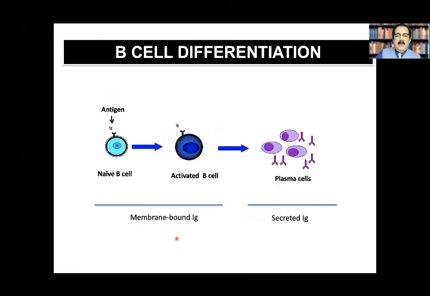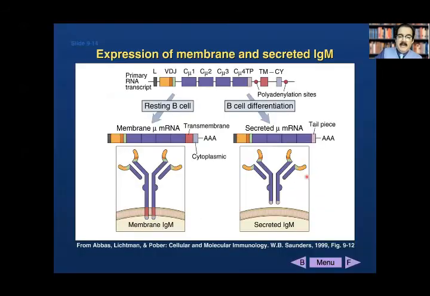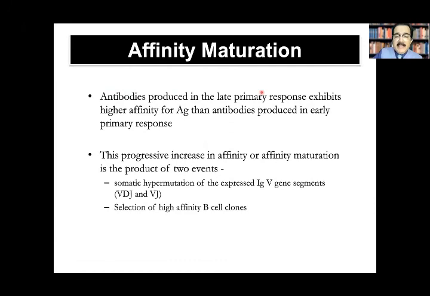All right. So, B cell differentiation. A naive B cell gets activated. You have membrane-bound immunoglobulin and it becomes a plasma cell. It secretes the immunoglobulin, and the way you go from membrane-bound to secreted is by differential splicing, and everybody knows that. I just put it here for the sake of completion. And the other thing that happens is affinity maturation. When you start out, the affinity is kind of low. With time, you make better and higher affinity antibodies, and this progressive increase in affinity, or affinity maturation, is caused by two events. One, you mutate, and then you select for the high affinity clones.